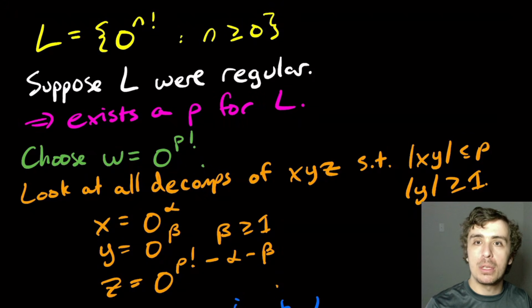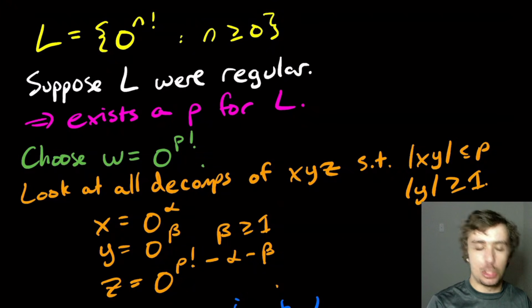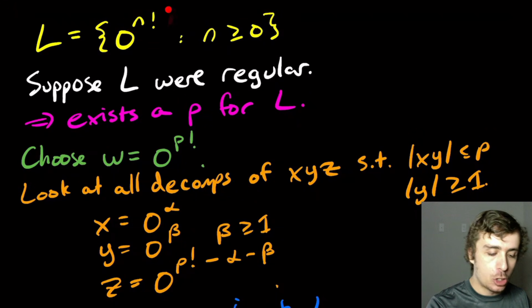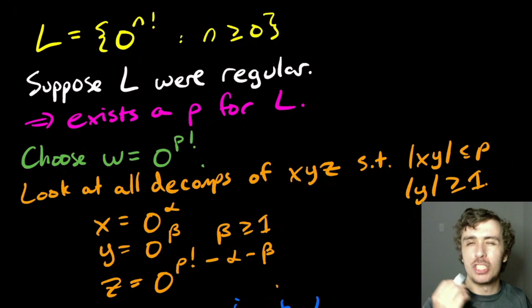It's very similar to perfect powers of 2 and perfect squares, and try to see if you can generalize this to some arbitrary function up here. What has to be true about this function in order for it to be not regular? It turns out to be a very nice answer. So this language is not regular.